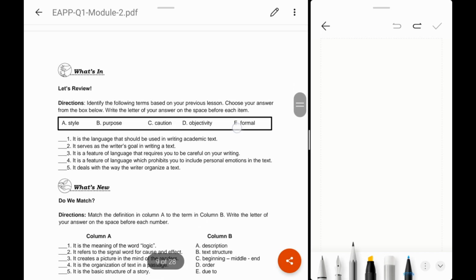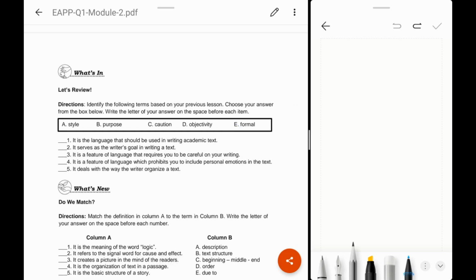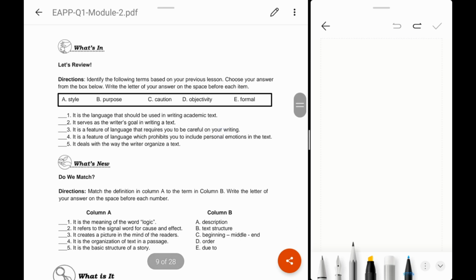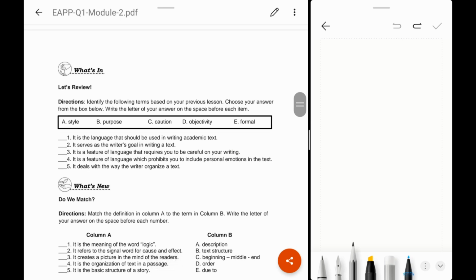Now let's proceed to "What's In." In this part, let's review our previous lesson by answering this activity. You are asked to identify the following terms based on your previous lesson. Choose your answer from the box below. Write the letter of your answer on the space before each item. Again, on a separate sheet of paper, kindly write 1 to 5 and write only the letter of your answer. You may pause the video for more time in answering this test. Once you're done, you may also check your work using our answer key. Again, we encourage honesty in checking your activities.